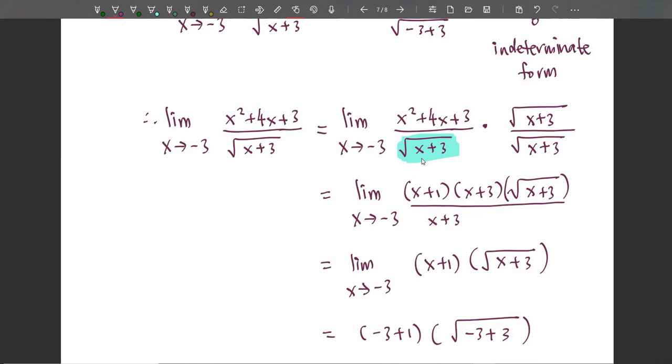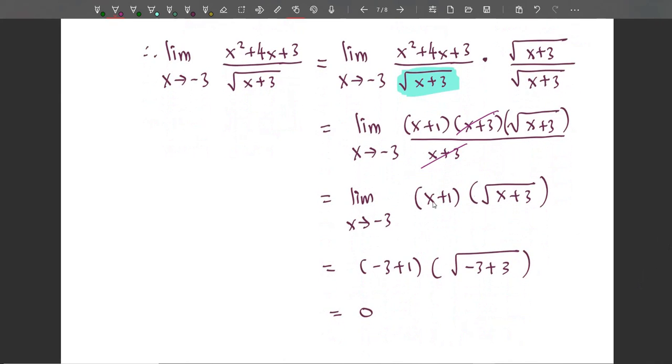If the radical is in the numerator, expand the numerator. If the radical is in the denominator, expand the denominator. While the other part, you just need to rewrite it, and remember to write it in brackets for each term. So next, this common factor can be cancelled out. So we are left with these functions. Substitute the value of negative 3 and hence we get the final answer, which is 0.